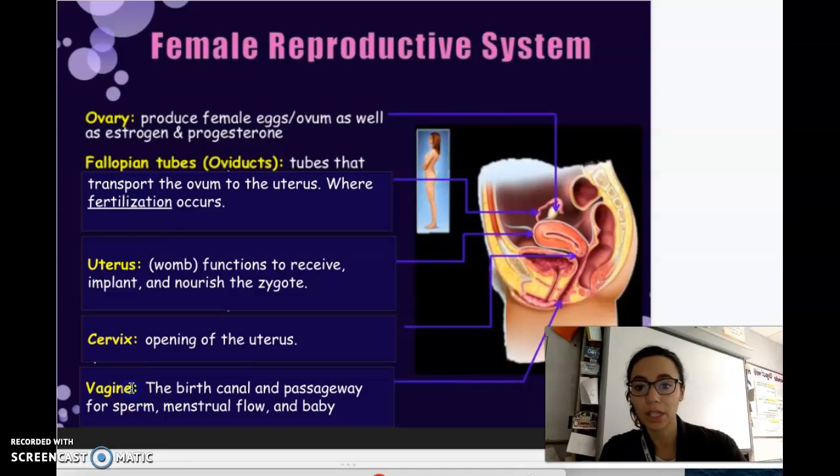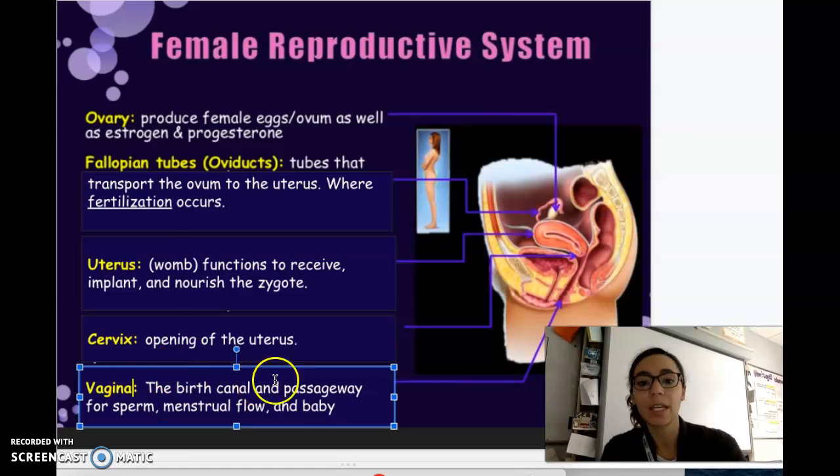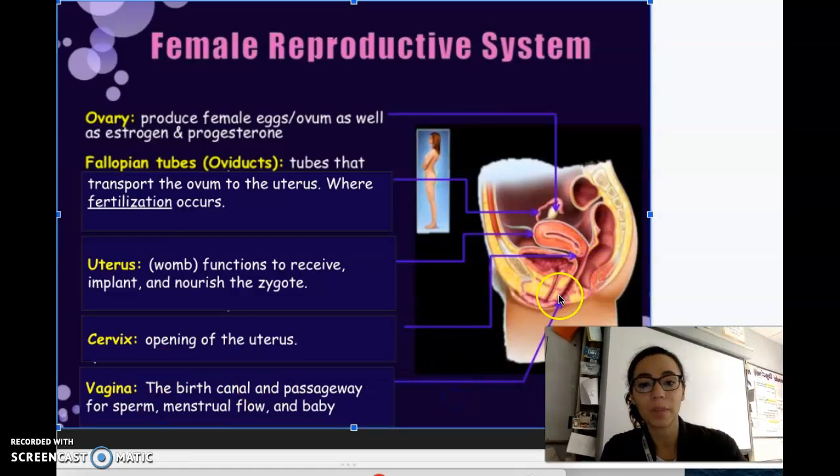And then the vagina. Vagina is the birth canal, or the passageway for sperm, menstrual flow, baby, all that stuff. So that is the canal right here. Some people mistake what you see externally as the vagina. The vagina is actually the tube on the inside, the canal. Outside, what you see is called the vulva. From the opening to the cervix is actually the vagina.